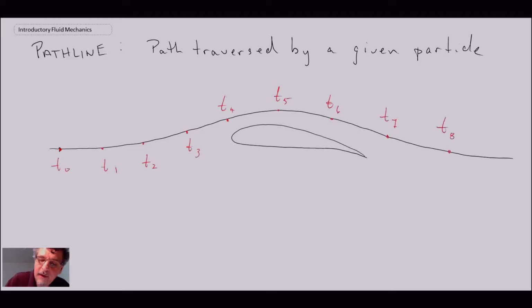And then T8. So here we would have the scenario where T8 is greater than T7, which is greater than all the way down to T1 greater than T0. So that would show evolving time as the particle moves through the fluid flow that we're examining.